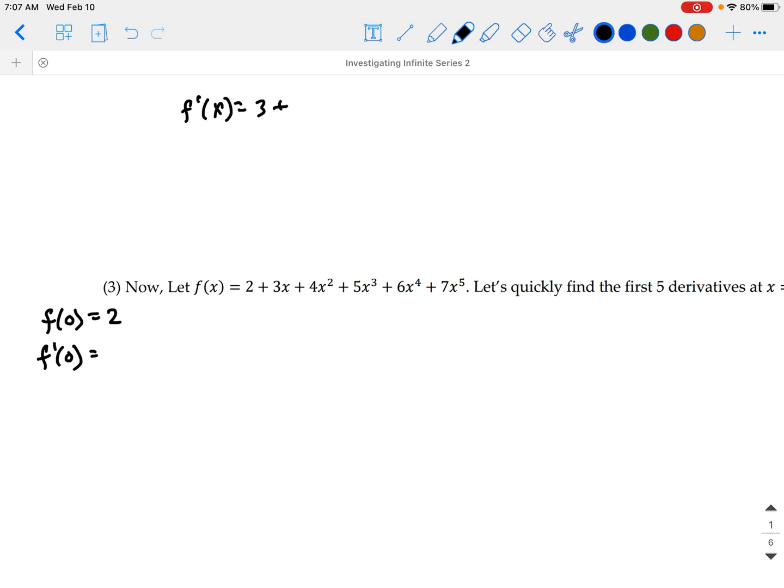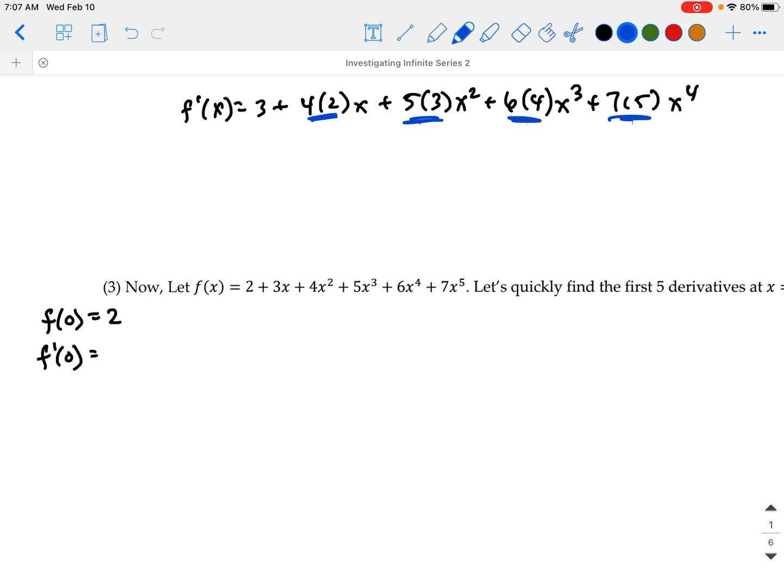So f prime of x is going to be 3 plus 4 times 2x plus 5 times 3x squared plus 6 times 4x cubed plus 7 times 5x to the 4th. And I'm going to write it this particular way where I'm leaving the coefficient unmultiplied, just so we can see what the pattern is going to look like. So obviously at 0, we're just going to end up with 3.